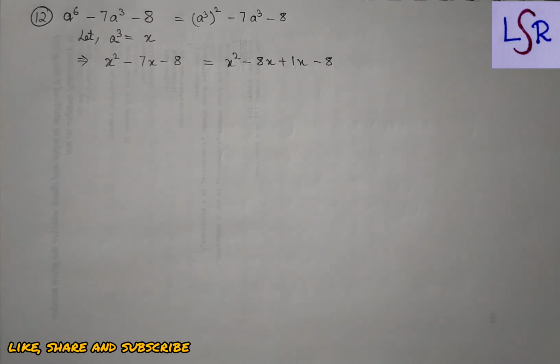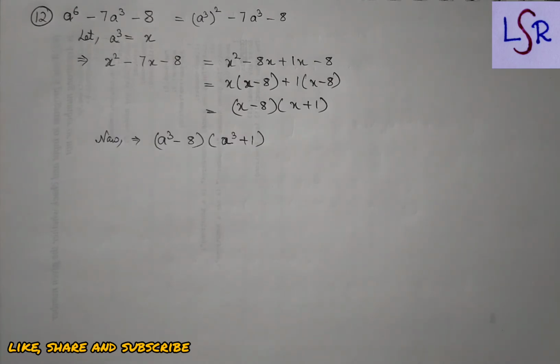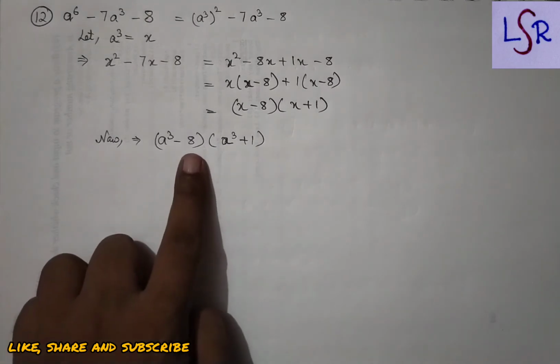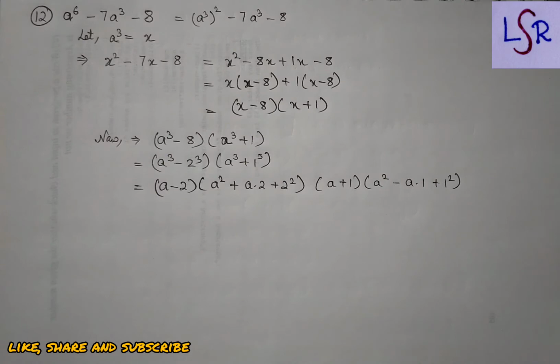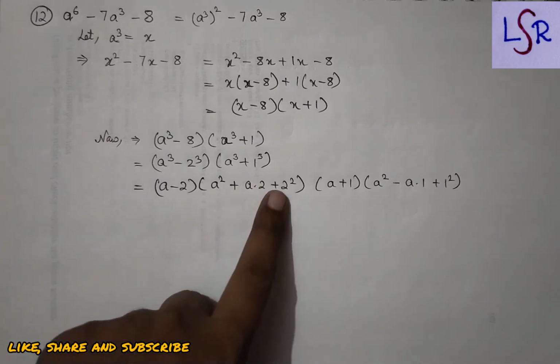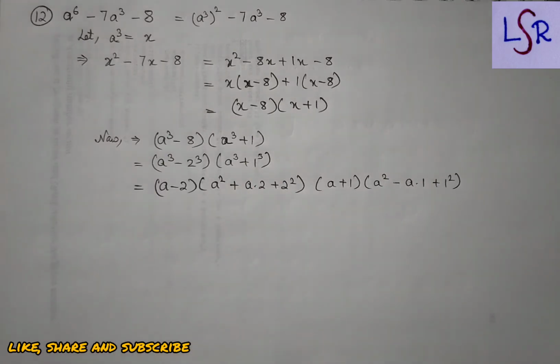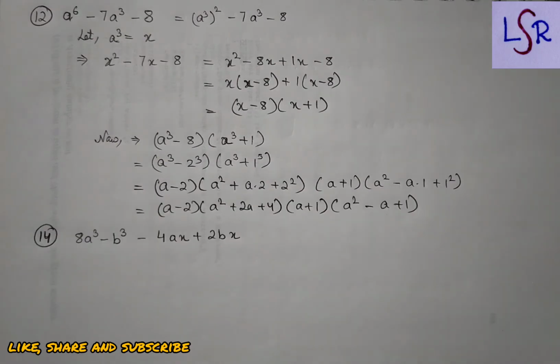Now we can take common of x from the first two and 1 from the last two, and then we can take the common of x minus 8 as a bracket, and now we are going to replace the value of x by a cube, and here again this 8 can be written as 2 cube. After writing this in this form, we can again use the identity of a cube minus b cube and a cube plus b cube. Here we have got this, and now we have to just solve some of the numbers which can be solved, and finally we get this. Now in question number 14, we are given this situation.